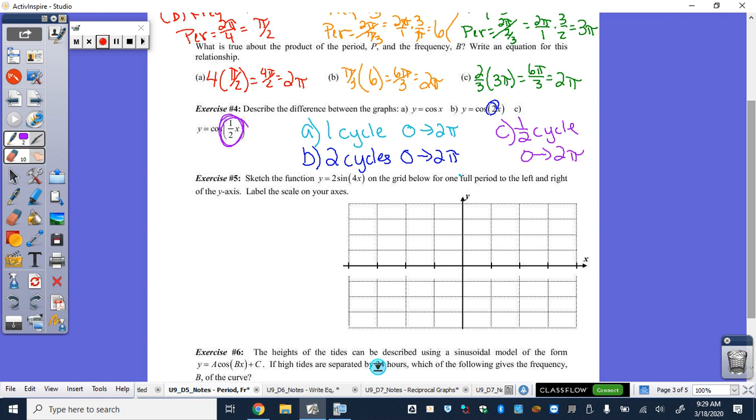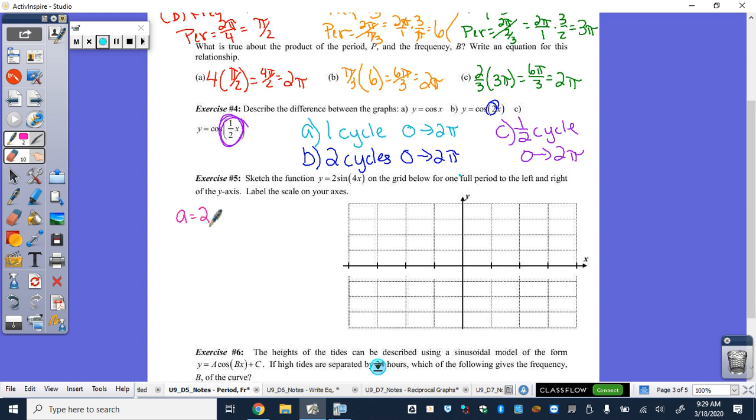So 5, we're going to sketch the function 2 sine 4x on the grid below for one full period to the left and right of the y-axis. Label the scale on your axis. If you notice, this time I took that scale off because we are going to label it using our key points that we figure out.